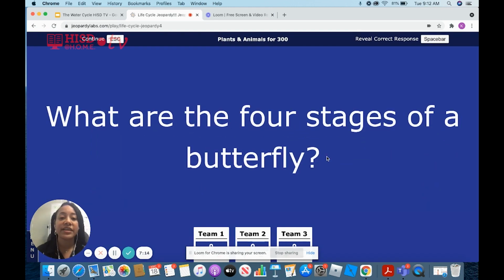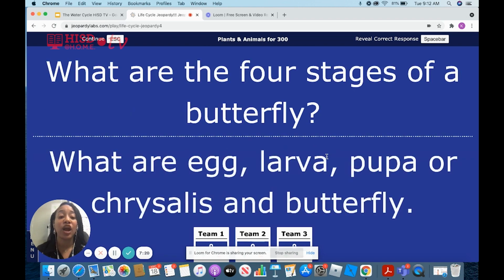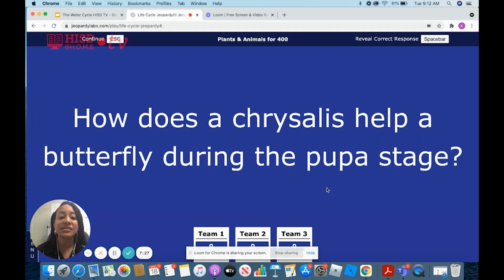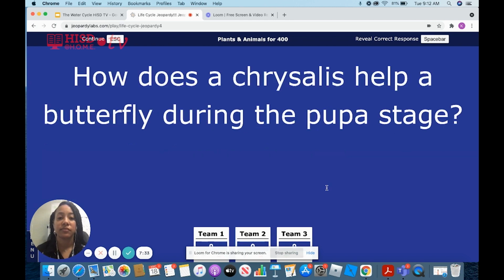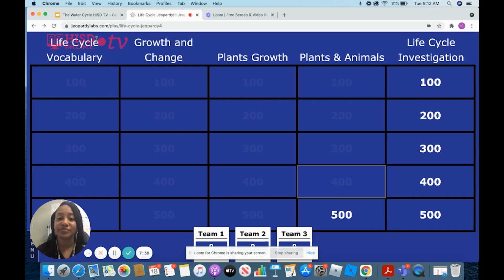What are the 4 stages of a butterfly? Correct again. They are egg, larva, pupa, and butterfly. For 400, how does the chrysalis help a butterfly during the pupal stage? It provides them with a safe place to change into an adult.